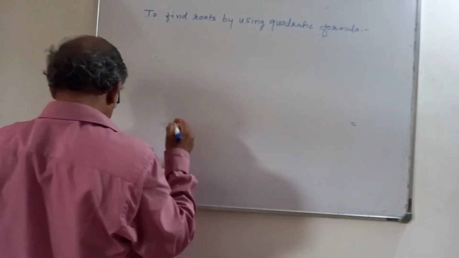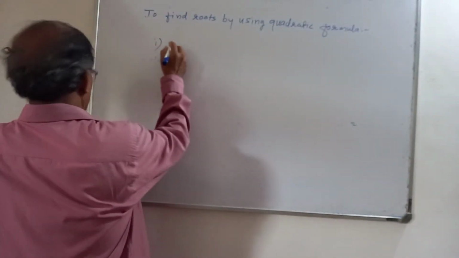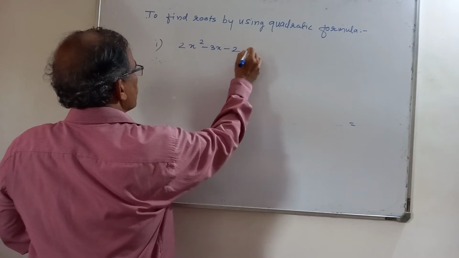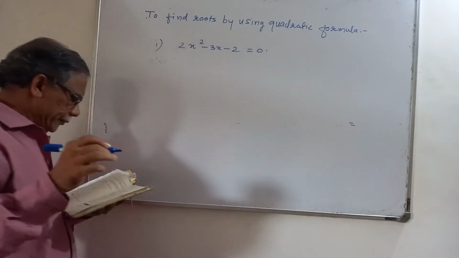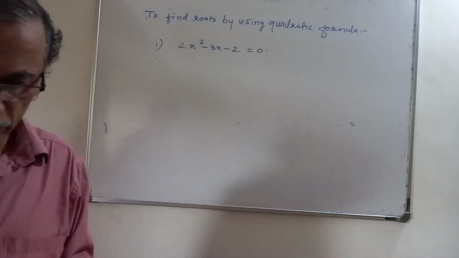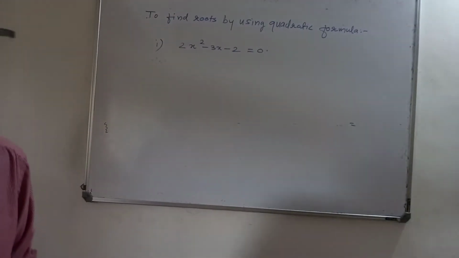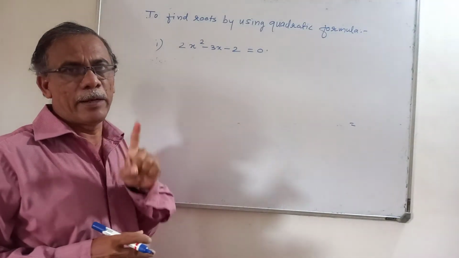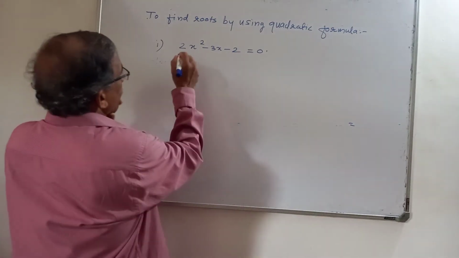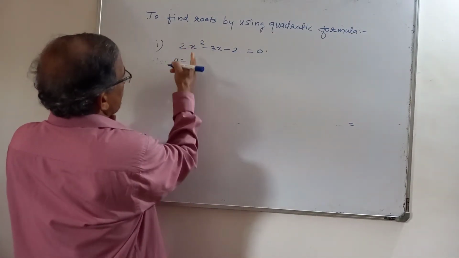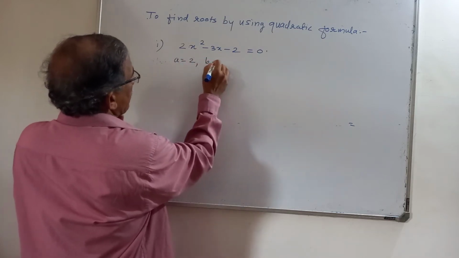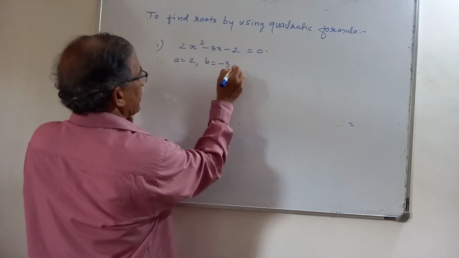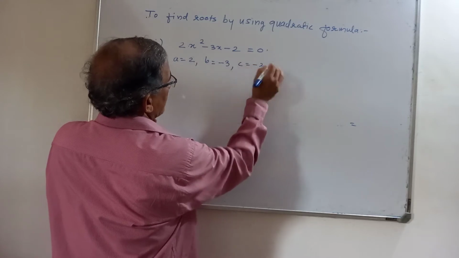See this example, that 1. 2x square minus 3x minus 2 is equal to 0. Now, if we want to find the roots of this equation by using the quadratic formula, first we have to find the value of the discriminant. So, if you want, you can write here the value of a is equal to how much? Coefficient of x square, 2. Value of b, coefficient of x, how many x? Minus 3x, so minus 3, sign important. And value of c is equal to minus 2.